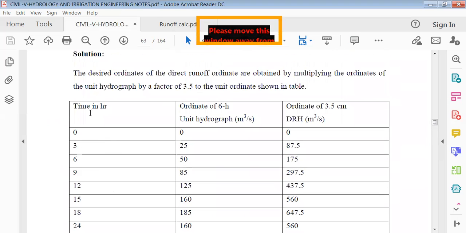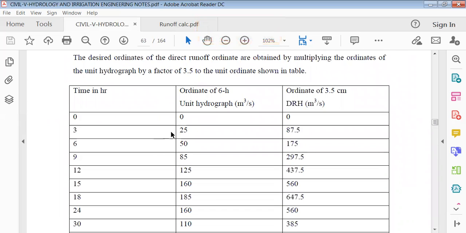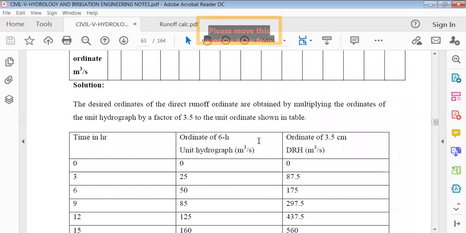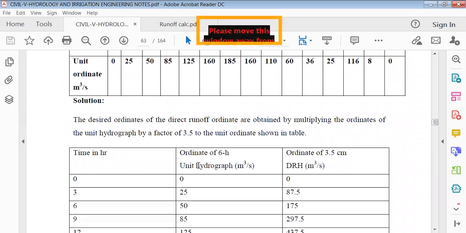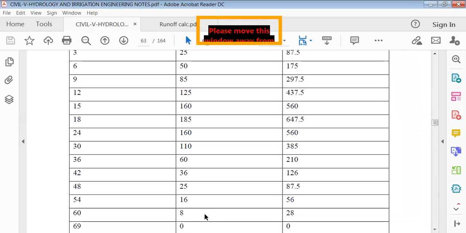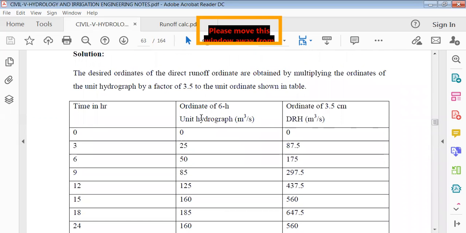The first column is time in hours, and this is the ordinate of the 6-hour unit hydrograph. So it is 0, 25. The same values are put here: from 0, 25, 50, 125 and so on up to the last value, which is 0. Now what you are supposed to do is just multiply the 6-hour unit hydrograph with the excess rainfall. The excess rainfall is 3.5 centimeter to the direct runoff.